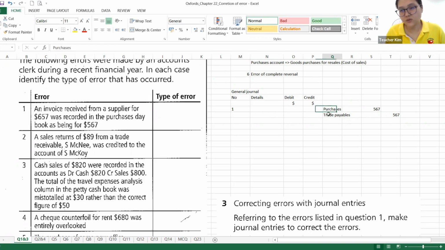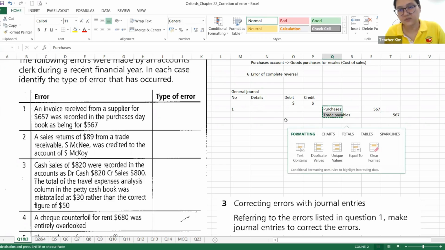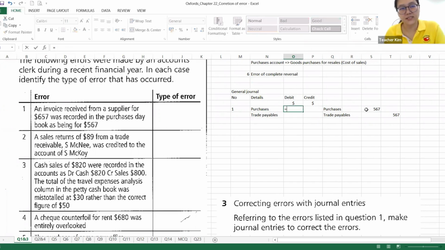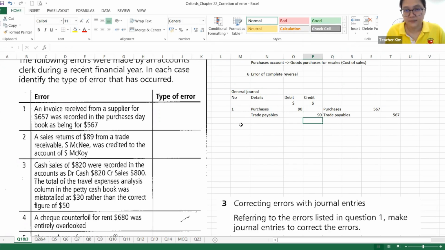So if they are both understated, our adjustment will be the same. Debit purchases, credit the trade payable. But how much is the adjustment? Take the difference, 657 minus 567. The answer is 90. So this is the amount that we're going to adjust.